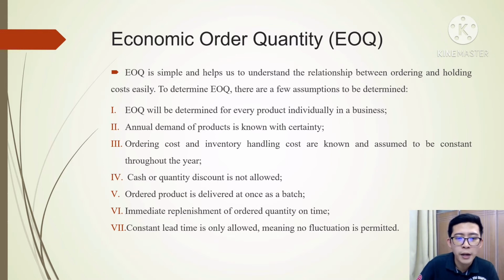EOQ will be determined for every product individually in a business. Annual demand of products is known with certainty. Ordering costs and inventory handling costs are known and assumed to be constant throughout the year. Cash or quantity discount is not allowed. Ordered product is delivered at once as a batch. Immediate replenishment of ordered quantity on time. Constant lead time is only allowed, meaning no fluctuation is permitted.